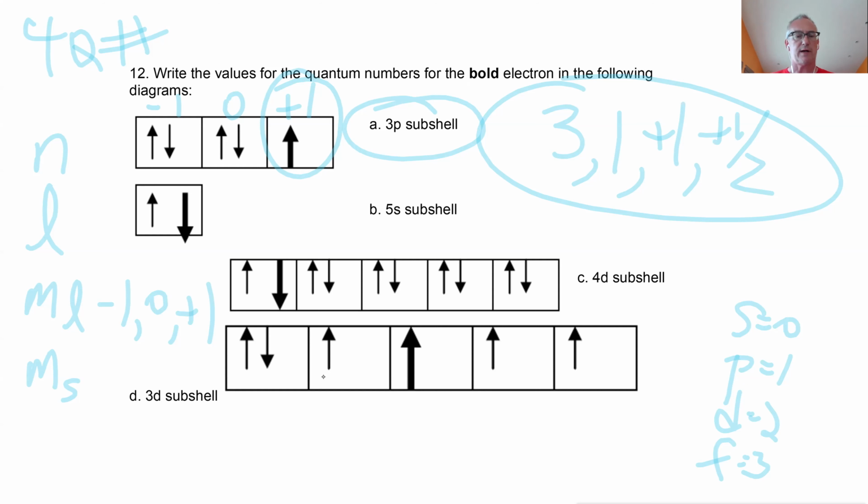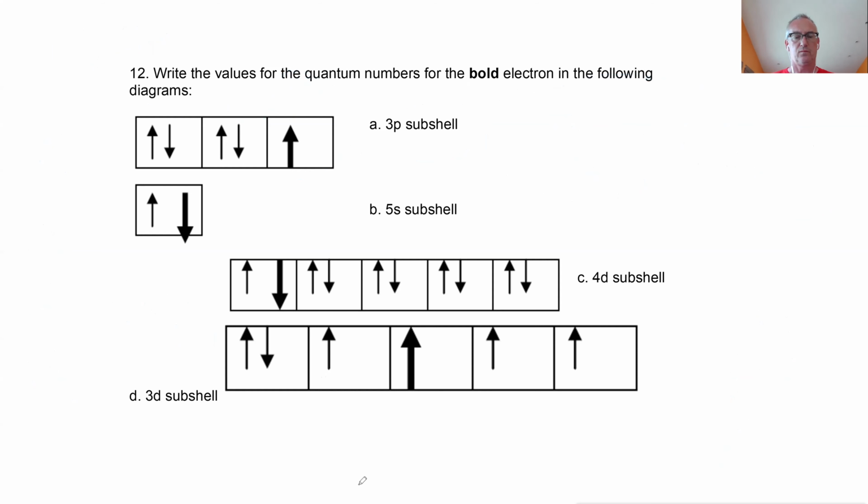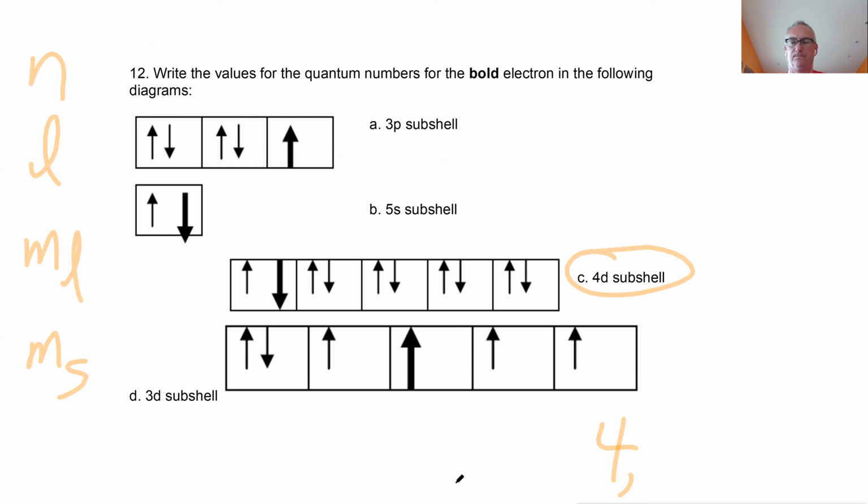All right, so let's do C. Who wants to do C for me? What do I start with? Oh, sorry. n, l, m sub l, m sub s. So for this third one, what's my n? 4. Excellent. What is my l? 2. So s, p, d, 0, 1, 2. Right, so 2.